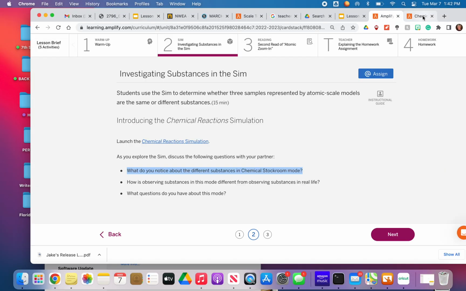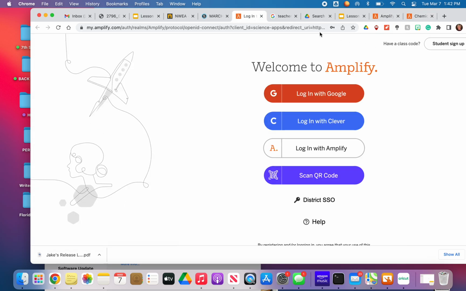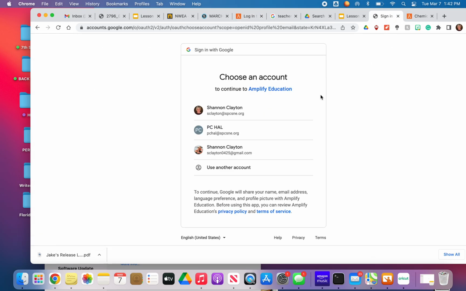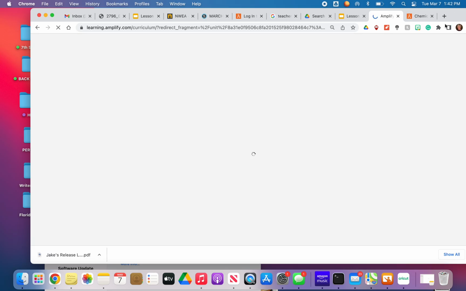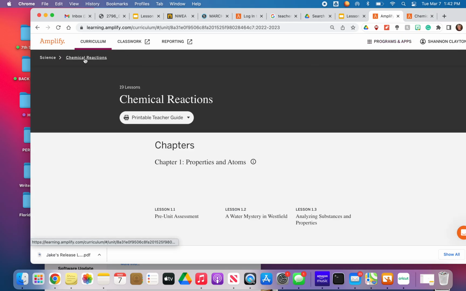So in Amplify, oh, here it is. In Amplify, that is figures. Let me log in really quick, you guys. I'm sorry. I'm trying to do two things at once, and that's not working very well.